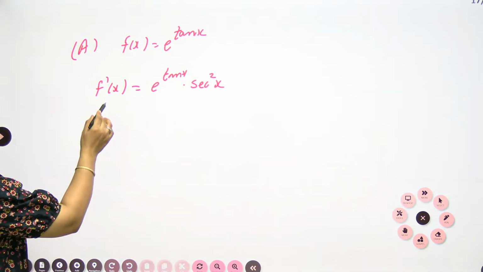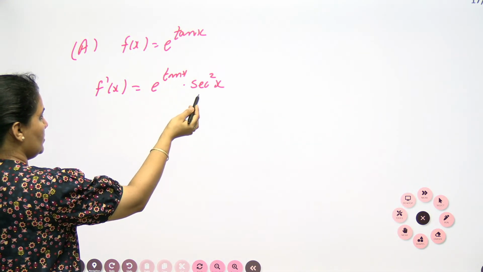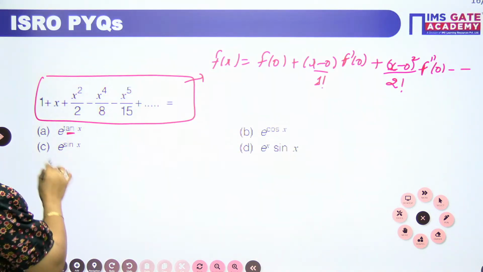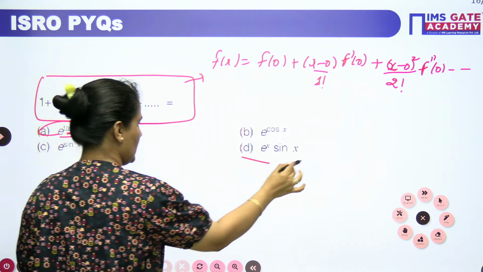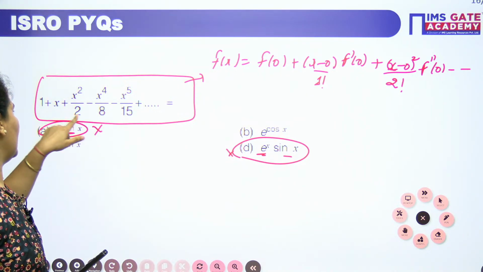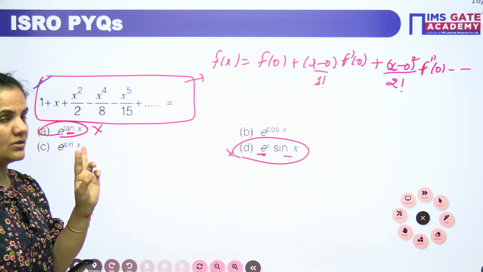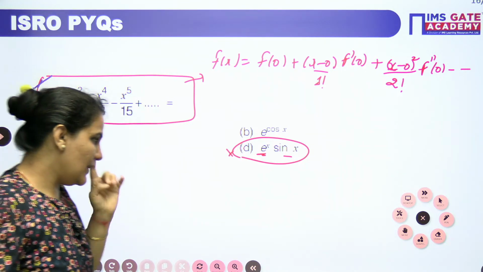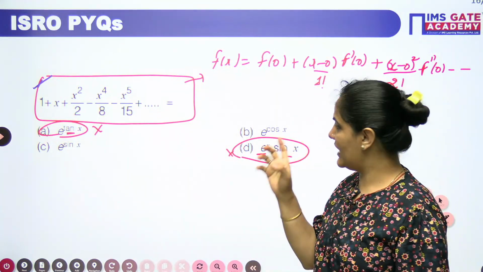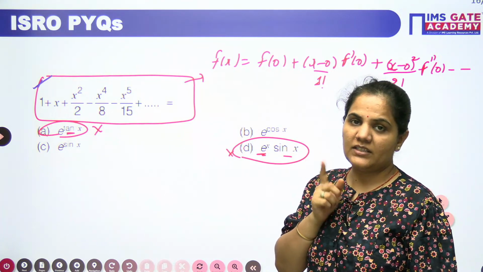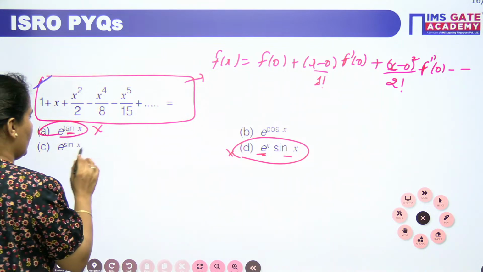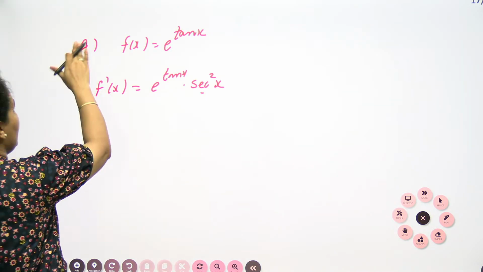Even when you put 0 in the derivative, e power 0 is 1, but this will not be working. So I think this option and this option will not work, because here I have e power x and sin x. I'm sure that it is not a function where we have two things together, e power x and sin x. My intuition is saying that it is either e power sin x or e power cos x. So I can eliminate options A and D. I will try B and C directly.